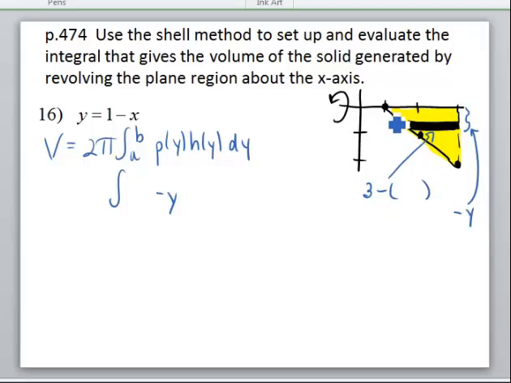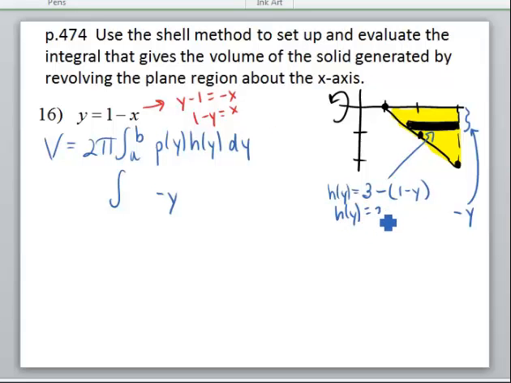We have to have this function in terms of an x equals equation. So I need to do that really quickly. Y minus 1 equals negative x, and so x is equal to 1 minus y. So I'm going to take my 1 minus y and place it inside of there. That's what h of y is. That's the height of that rectangle.